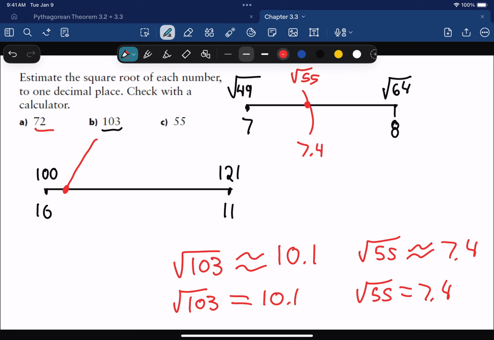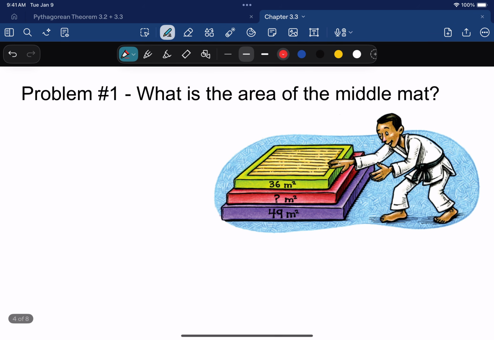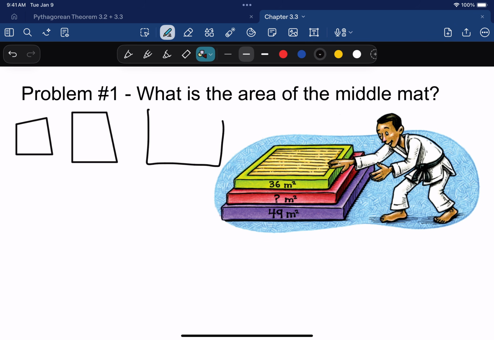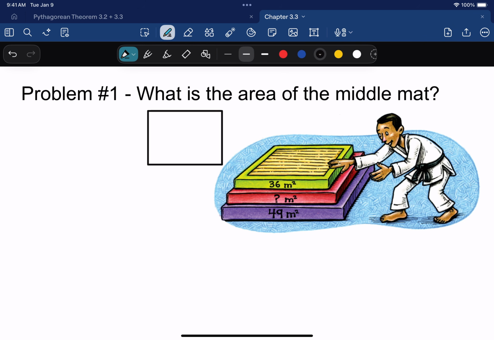So let's take a look at the problems at hand here. What is the area of the middle mat? Well, we can see that this area is 49 meters squared. So we have a few squares here. So let's just sketch it out. Oops, that didn't really turn into a square. Just imagine those are squares. The nice thing is we got this on video, so we got to make it good. You know what? These are close enough for what we're doing today.